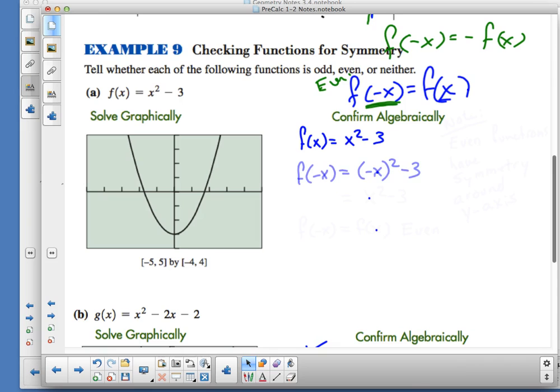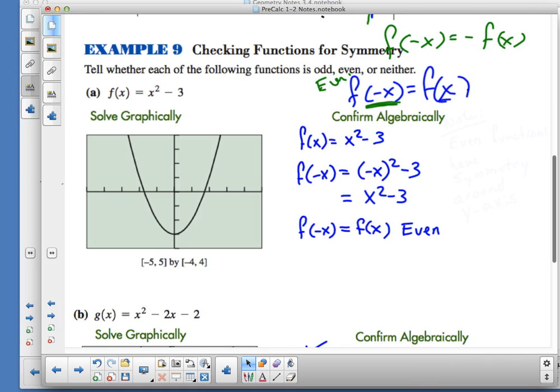If I put in the opposite of x and square it, did I change anything? It's the same function, right? Yet I put in the opposite and it came out the same. So I know this function's an even function because of the result, and that's an algebraic check.